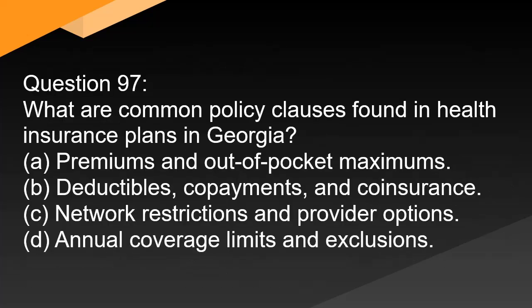Question 97. What are common policy clauses found in health insurance plans in Georgia? A. Premiums and out-of-pocket maximums. B. Deductibles, copayments, and coinsurance. C. Network restrictions and provider options. D. Annual coverage limits and exclusions.